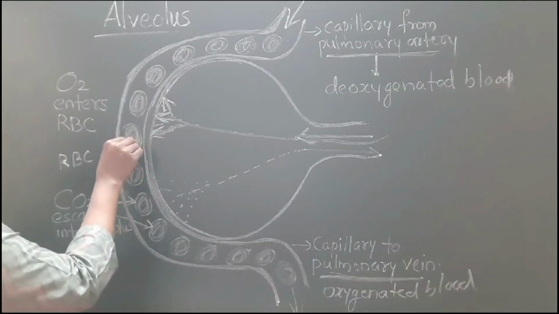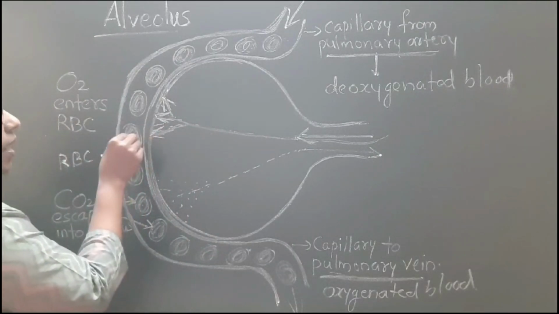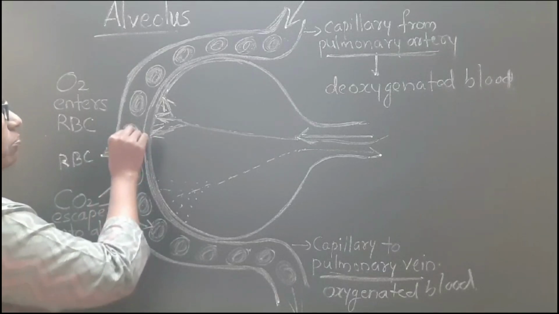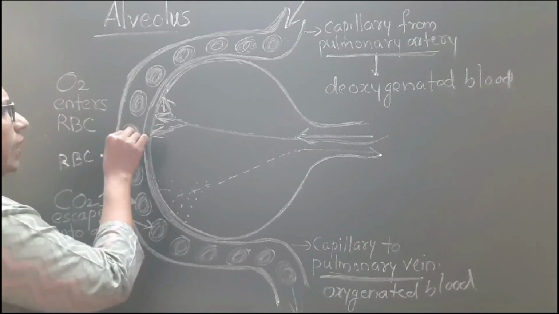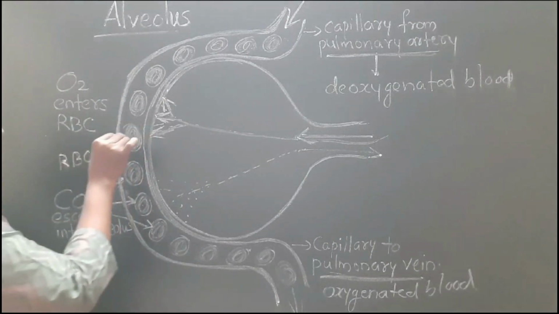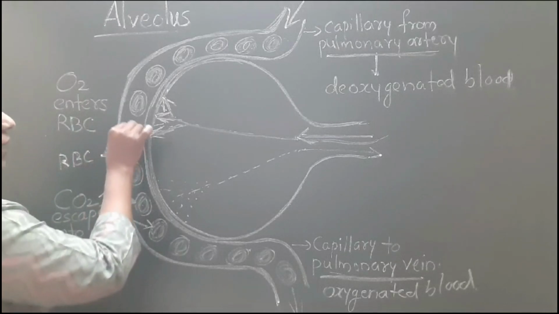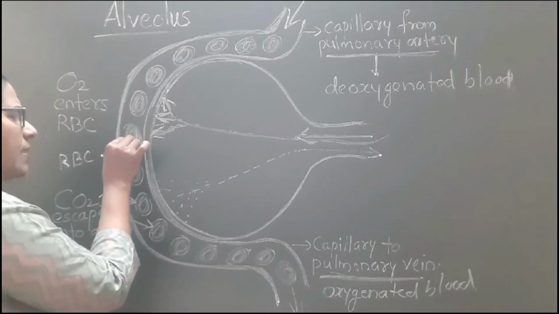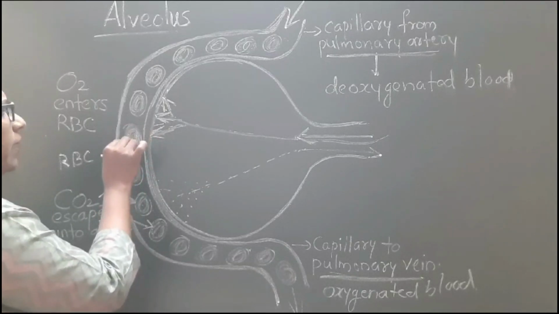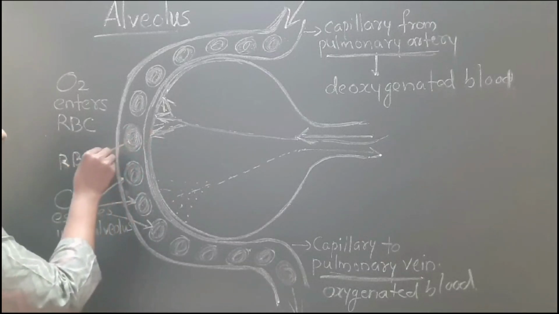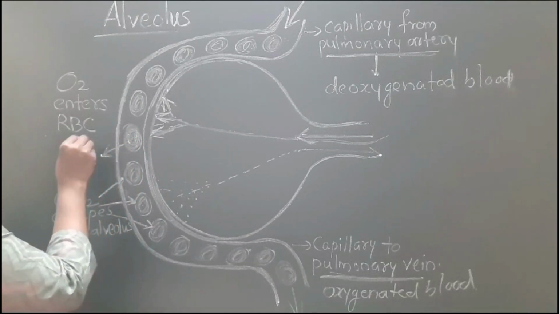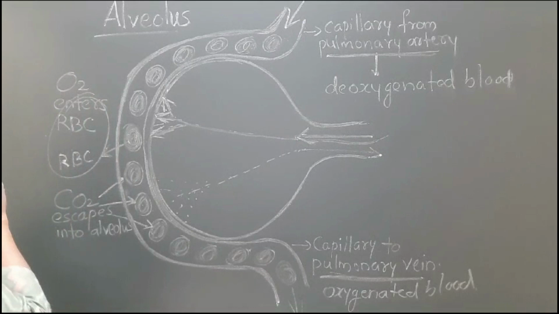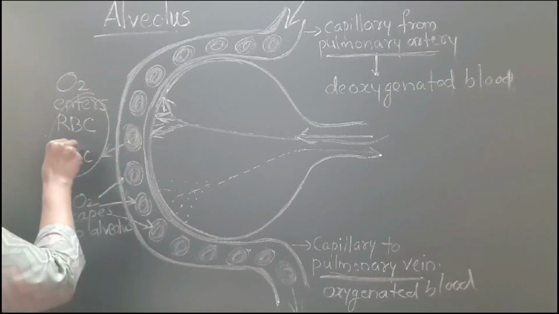In the blood there is RBC. In the RBC there is hemoglobin. This oxygen combines with the hemoglobin and goes to enter the cell. Here there are cells, and that is how oxygen reaches the cells.